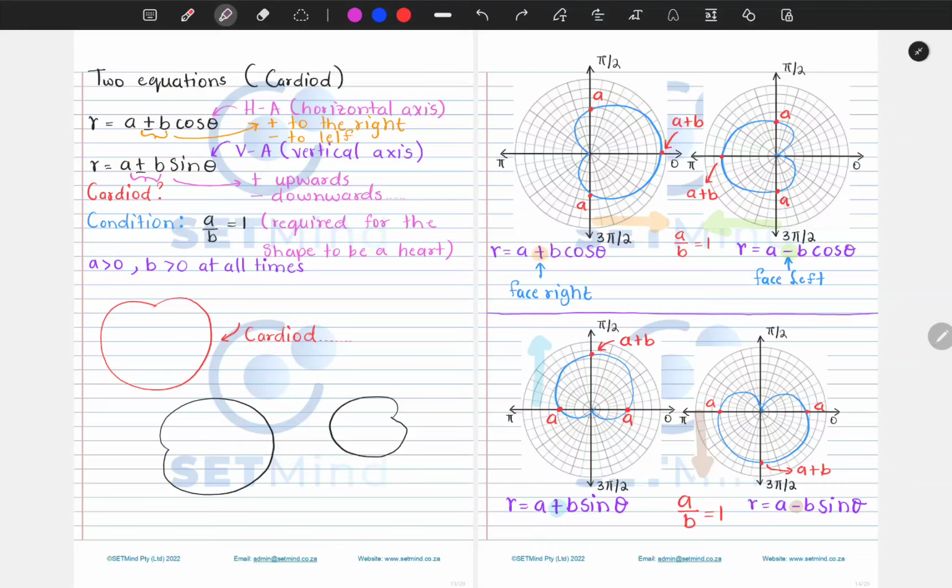We'll look at another case where a divided by b is bigger than 1 and a plus b is less than 2, and bigger or equal to 2. For now, this is how we draw a cardioid, which is always given by a divided by b equaling 1. Essentially, as long as a equals b, we have a cardioid. I hope you understand. Cheers.